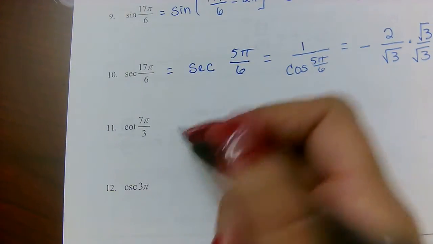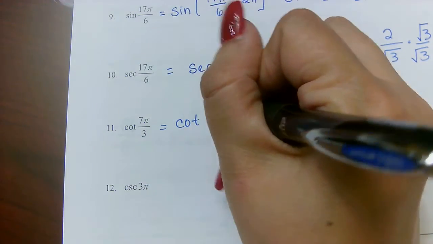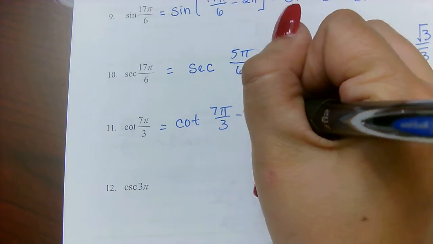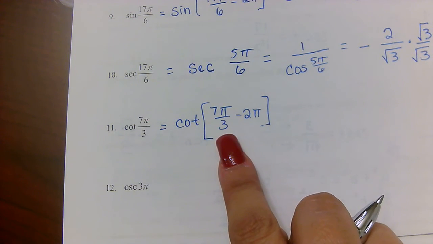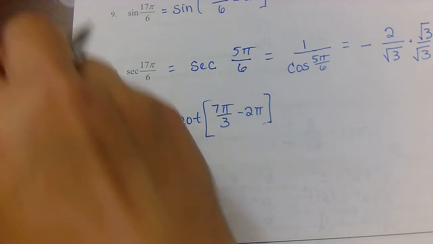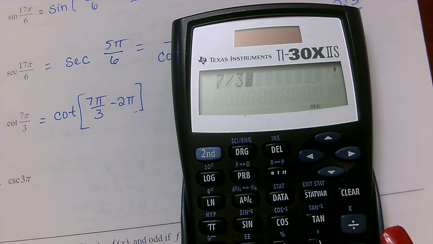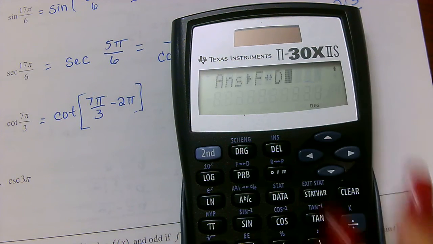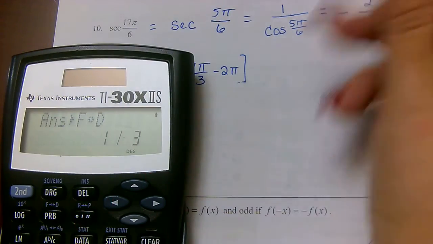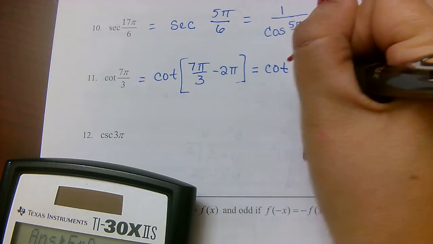Alright, so what I'm going to do here is I'm going to subtract the 2 pi, so cotangent 7 pi over 3 minus 2 pi, and again I knew it was more because if I double the 3 I get 6, and this is more, so I'm going to have to subtract. Let's go ahead and use the calculator for that one. So 7/3 minus 2 gets me this value. Convert it to a fraction and I get 1/3. That's between 0 and 2, which is good. So I want cotangent of pi over 3.